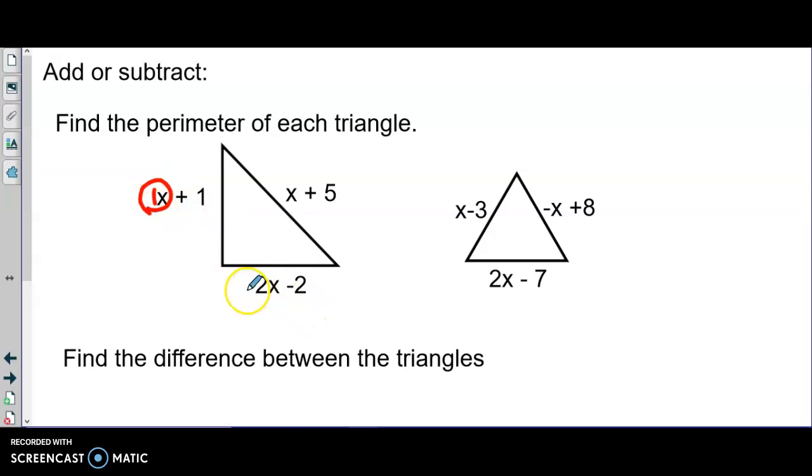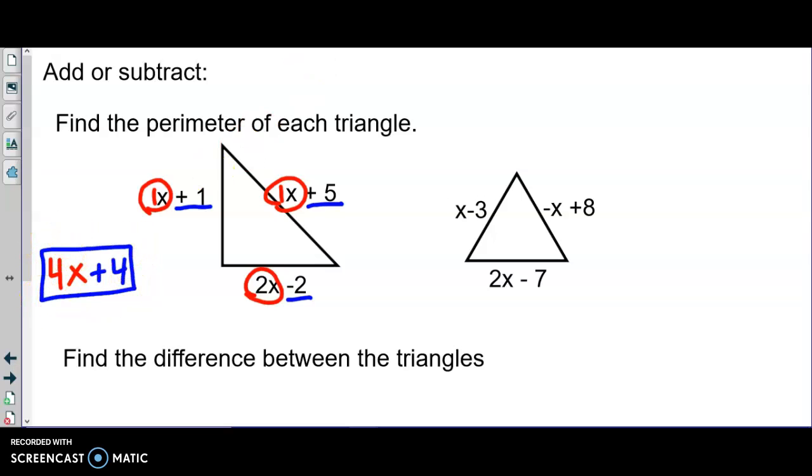So I have 1x plus 2x plus 1x. So that would be 4x's. And then I have one number plus 5 numbers, that's 6, minus 2 is 4. And it's a positive 4, so I put the plus sign there. That's the perimeter of the first figure.